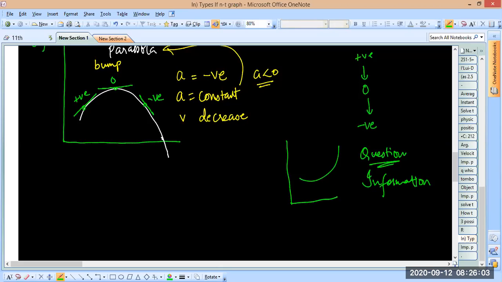Sometimes they'll just tell you directly that this is a parabola. Sometimes it will not. Then some other information will be given, and based on that you will be able to identify that it is a parabola. So we'll learn about that when we solve questions.